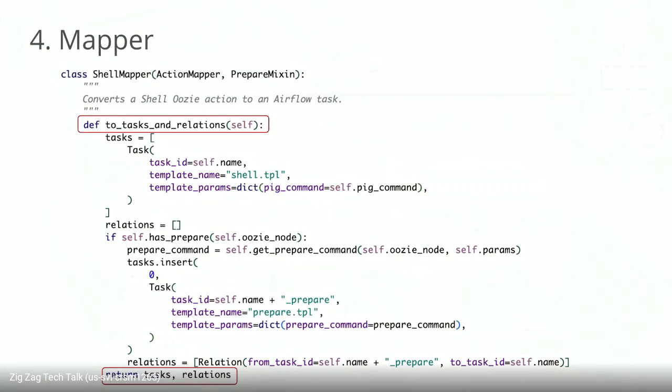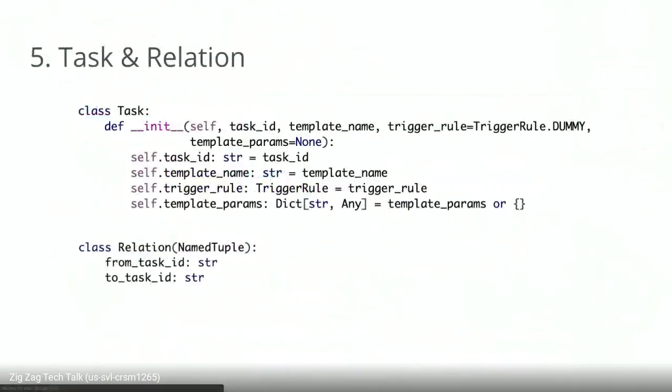In this case, you can see that we create a task which uses the template shell TPL, and if we detect that it has the prepare node, then we also add the prepare task. So if there's no prepare task, one action node will be mapped to one task, and in the case of the prepare node, we will actually have two tasks, the prepare one and the actual action. The tasks and relation are quite simple classes. The task has an ID, the template it will use, the trigger rule, and the template params, which will be fed into the Jinja template, and the relation just joins two tasks together.